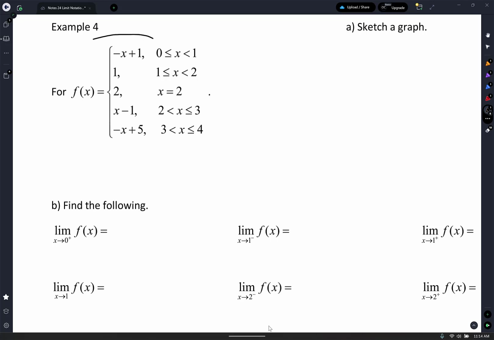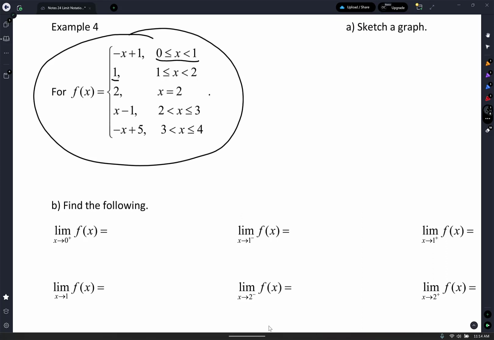Check it out, I did this on purpose. All of these are linear lines, so you don't have to think much. This is called piecewise. It behaves like negative x plus 1 between 0 and 1. It behaves like 1 between 1 and 2. This one here is a point.